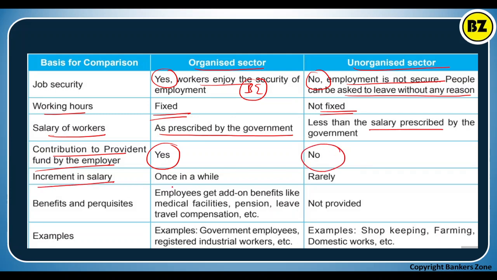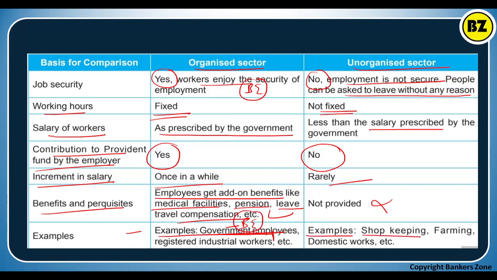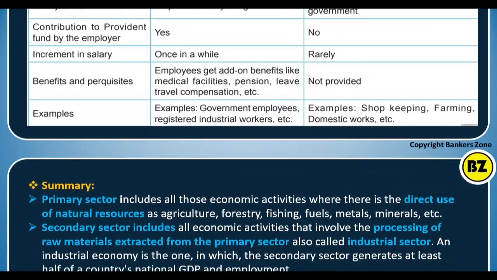Increment in the salary, yes, there is a yearly increment in the salary. Benefit and perquisites: employees get add-on benefits like a medical facility, pensions, leave, travel compensation, etc. Here no. For example, government employees or registered industrial workers, or you can say bank employees who come under the category of, say, IBA. Here, unorganized means shopkeeping, farming, construction, or simply domestic workers. Okay, so these are the differences.